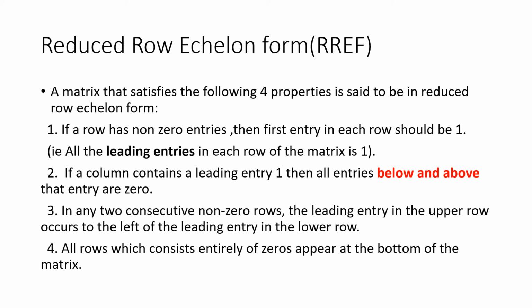Next, if a column contains a leading entry 1, then all entries below and above that entry should be 0. In row echelon form, all the entries below the pivot element must be 0. But here, the pivot element must be 1 and all the entries above and below the leading entry 1 must be 0. The third and fourth conditions are the same as in row echelon form.